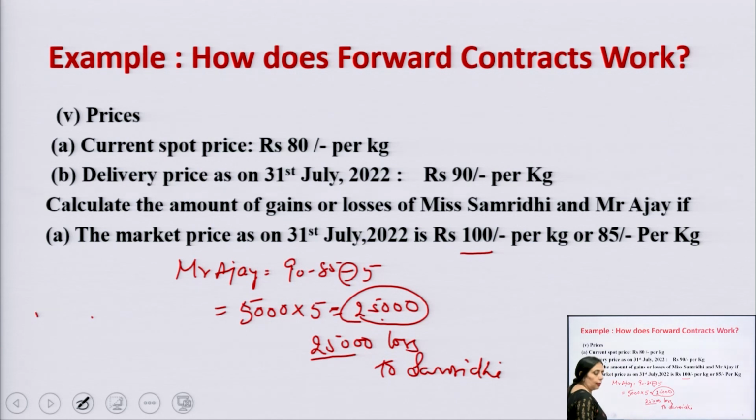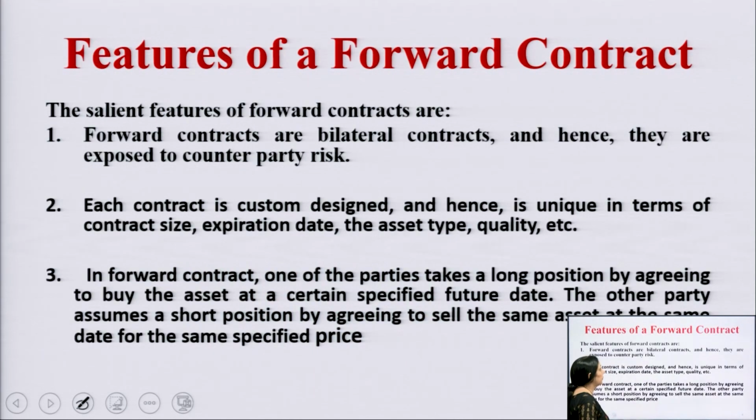I think now it's clear. Let us move further. Features of the forward contract. I have already discussed there are two parties. This is a bilateral contract. One party is the buyer and the second one is the seller. Hence, they are exposed to the counterparty risk.